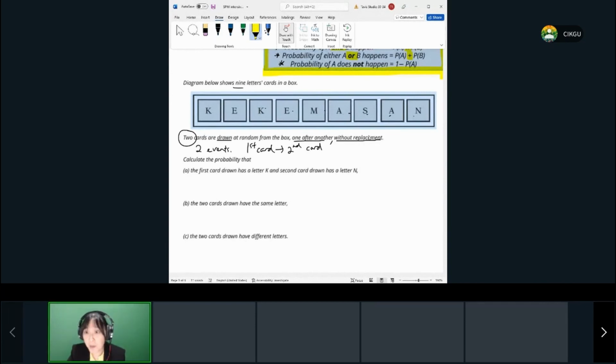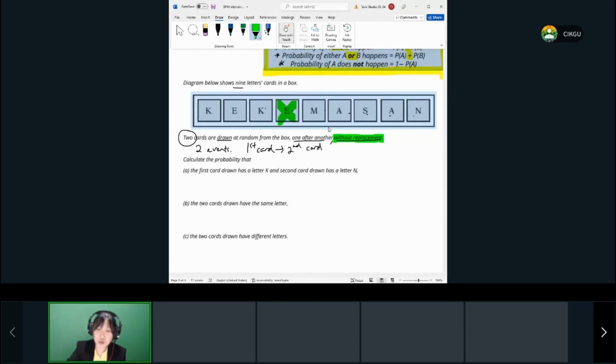This is one of the most important keywords when it comes to 2 event questions like this. Okay. Because what does this mean? Without replacement. Okay. So what it means here is that when you pick the first card, out of 9 cards, you simply pick 1 out by random. Random means you don't look, you simply pick. Okay, you pick 1 card, let's just say you pick this one out. Without replacement means after you take it out, you do not put it back.